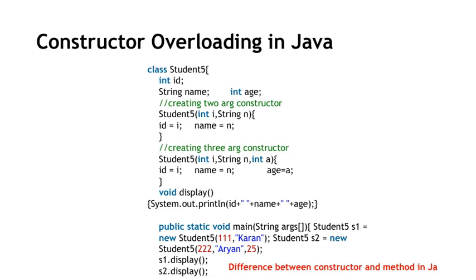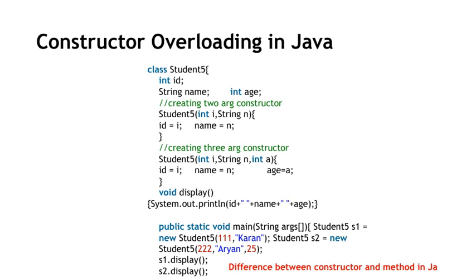In this example, we have a class called Student5. Inside this class, we have 3 fields, id, name, and age. Notice that we've created 2 constructors with different parameters. The first constructor takes 2 arguments, i and n, which represent the student's ID and name. Inside this constructor, we assign these values to the respective fields. The second constructor takes 3 arguments, i, n, and a, which stand for ID, name, and age. Here, we assign the age as well as the ID and name.